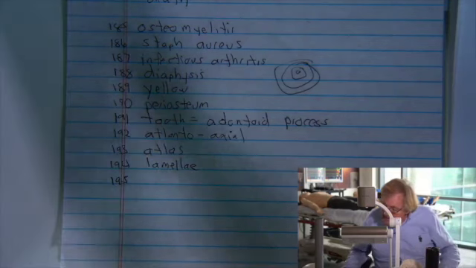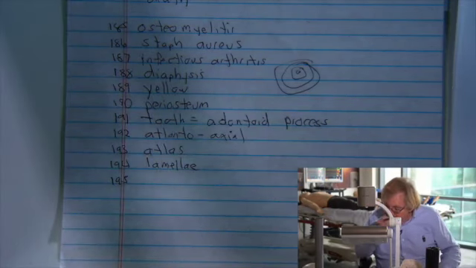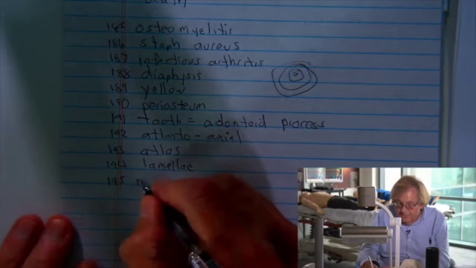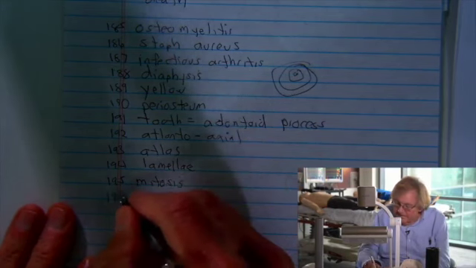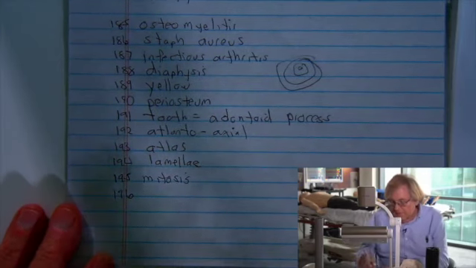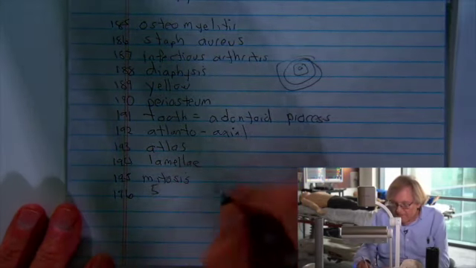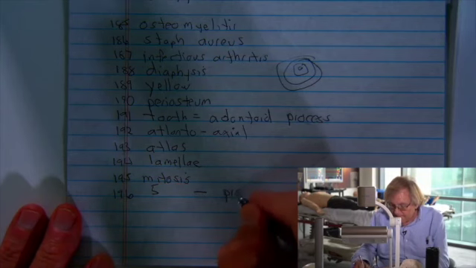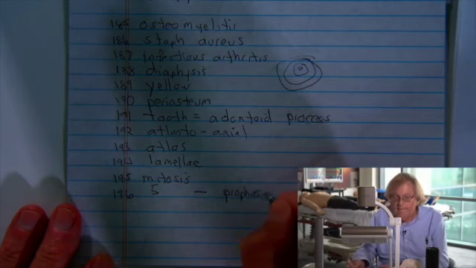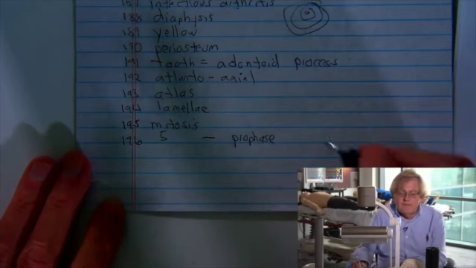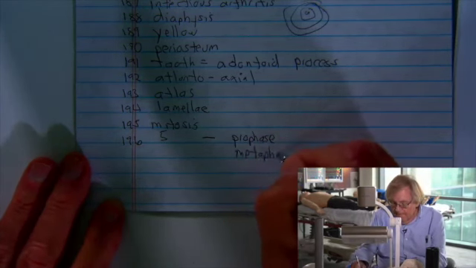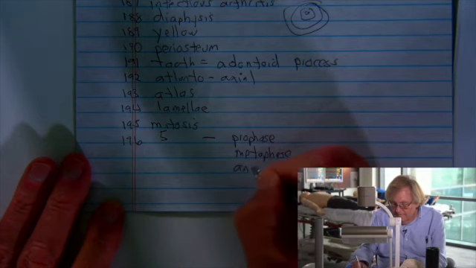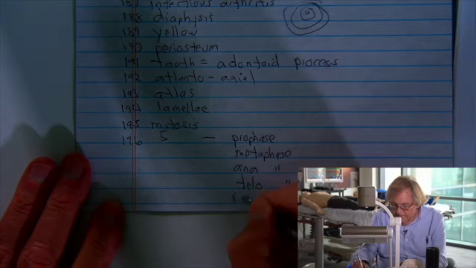195 is the stage is cell division. Remember, that's mitosis. 196, stages of mitosis. Remember, I said there's really 5. It's going to be prophase, metaphase, anaphase, telophase, and interphase.